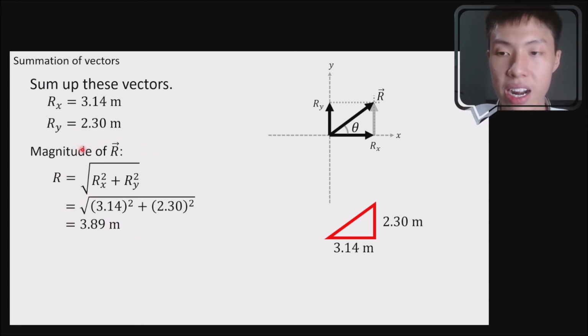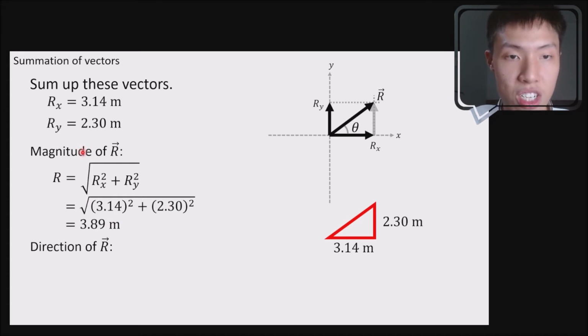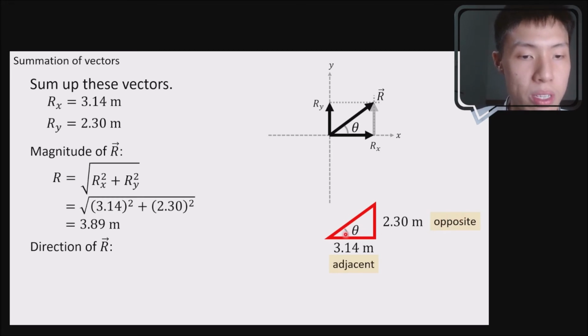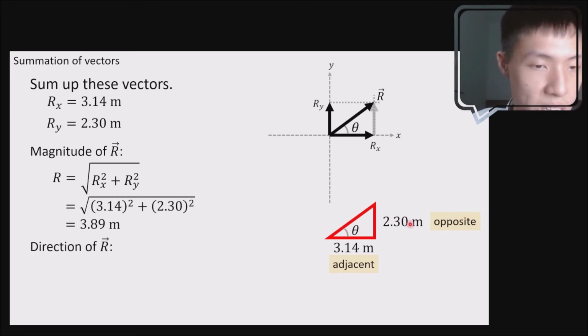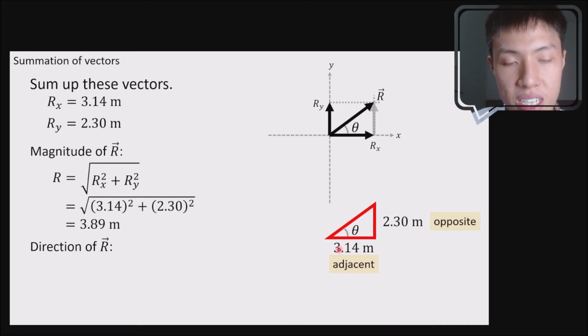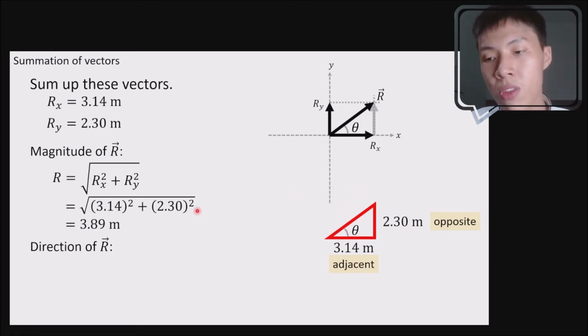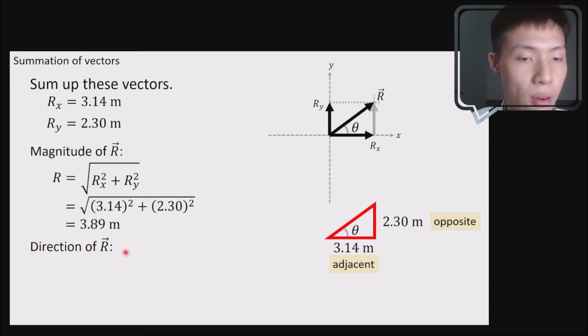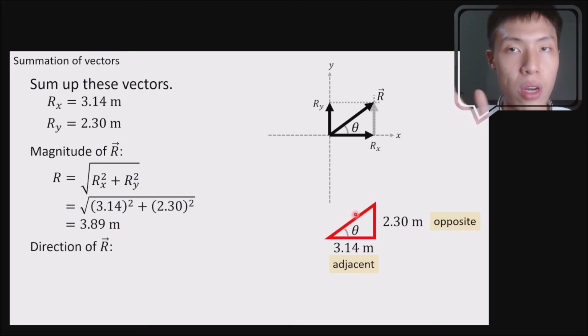Now we want to determine the direction. How do we determine the direction? The direction, again, we need this value theta over here. Okay, so now if we put in our theta over here, we can label the opposite side as crossing the triangle. This is the opposite side. The adjacent side will be right beside the angle. And of course, this is the hypotenuse. So to find the direction of R, we have opposite, we have adjacent. We want to find the angle. Is it possible? Yes, we have our SOHCAHTOA, right?